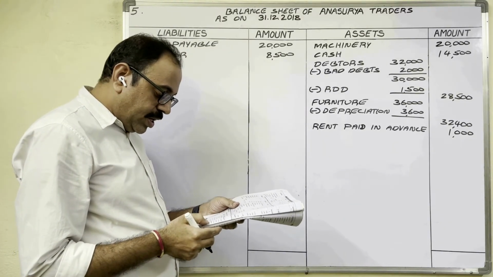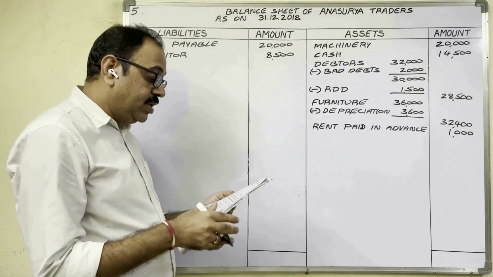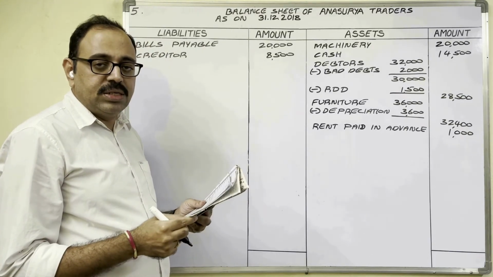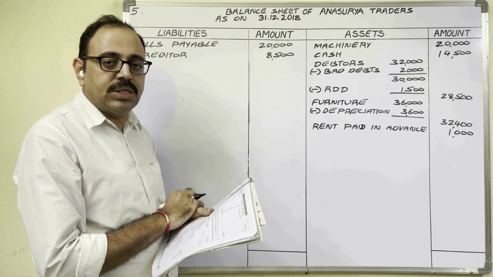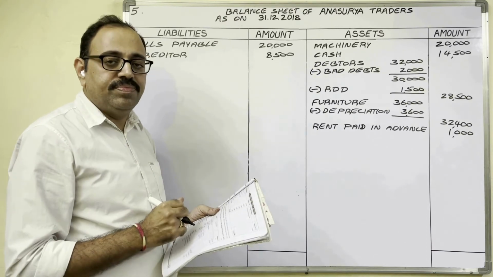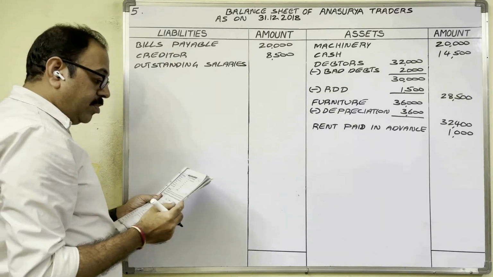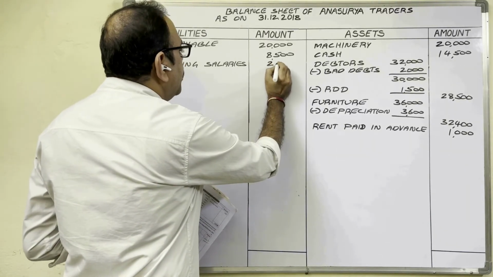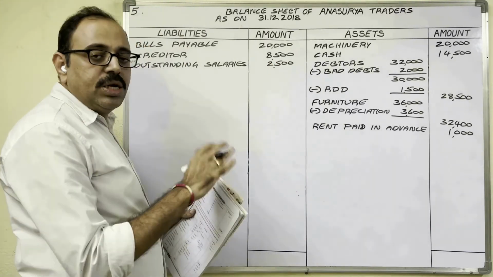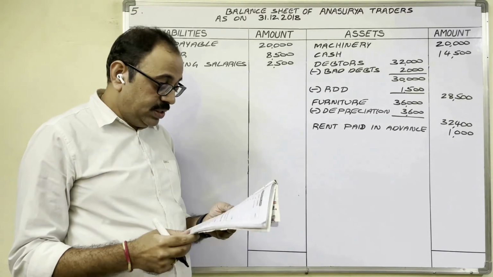Commission, sales return, outwards, interest received, outstanding salaries. We have to pay salaries to employees. So we have to pay liability. Outstanding salaries. Amount 2,500 rupees. Trial balance amounts completed. Come to adjustments.